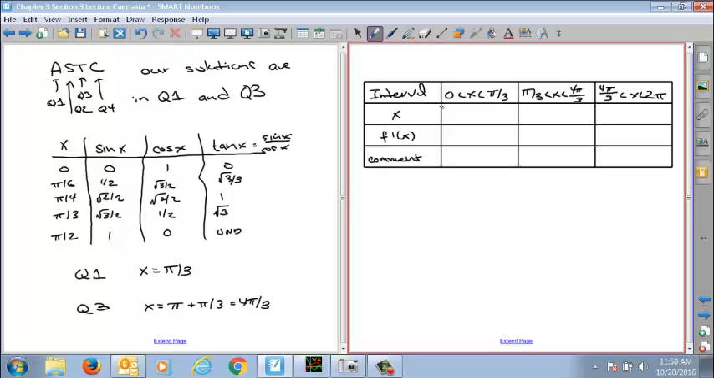So we pick x values that are in these. So you pick the easiest ones, which probably are pi over 4, because that's less than pi over 3.